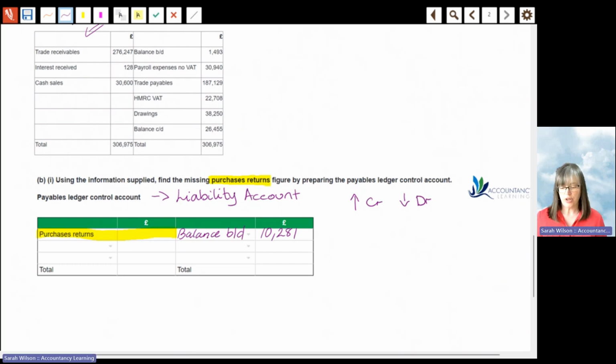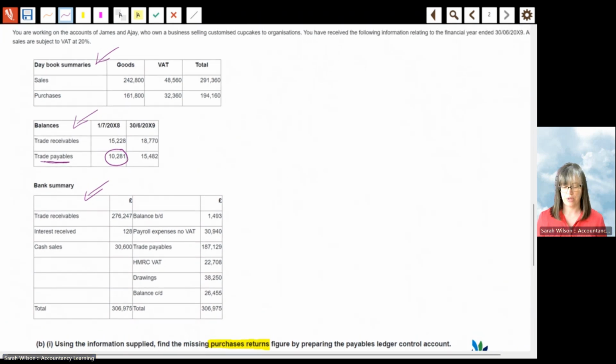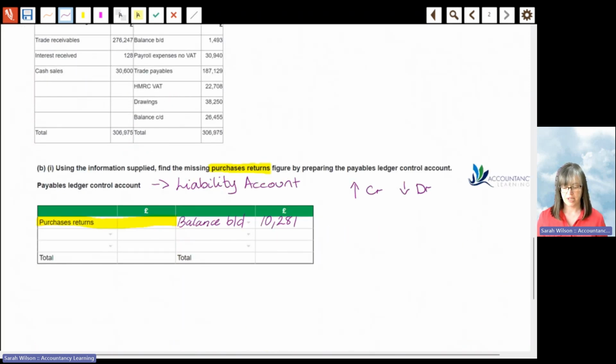So next, let's have a look if there's anything here that's going to increase our payables ledger control account. Well, from our day book here, we've got our purchases, and then we've got the total amount. So this is what would be posted to the payables ledger control account, because this would go to purchases and this would go to our VAT account. Then the gross amount goes to our payables ledger control. So we can put that in.